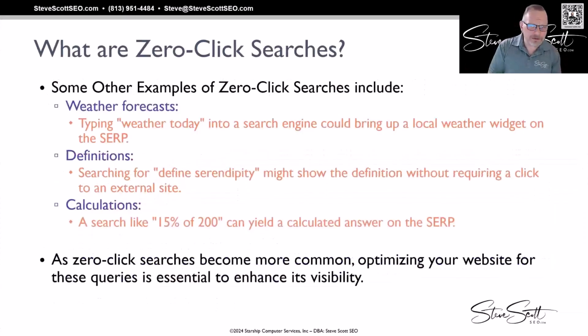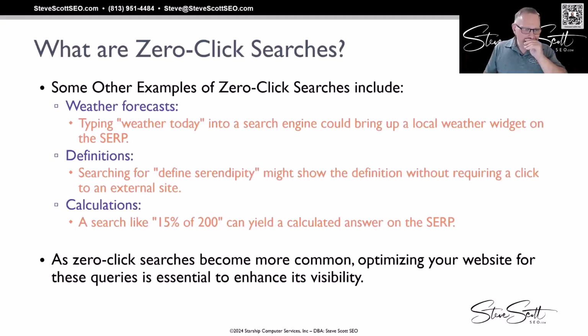Some other examples of zero-click searches include weather forecast. I mean, I do this all the time. I go to Google and say, hey Google, give me an hour-by-hour forecast in my town, right, or Land O'Lakes. Or just type weather today. And all of a sudden, you get the local weather widget showing up in the search results, and you're not going to weather.com, or AccuWeather.com. You're not going to your local news source or news television station, for example, with their weather.